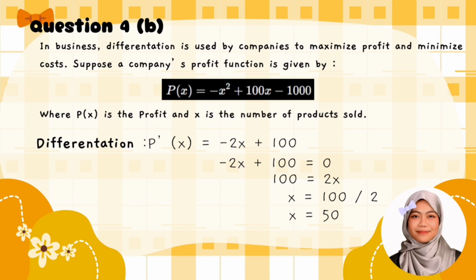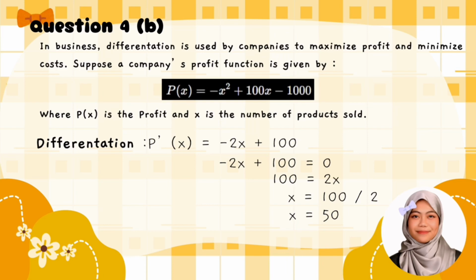Moving on, for question 4b, one practical application of differentiation can be found in business profit analysis. Businesses often use differentiation to determine the level of product that will generate the highest profit. For example, suppose a company's profit function is given by P of x equals negative x squared plus 100x minus 1000, where P of x represents the profit and x represents the number of units sold.